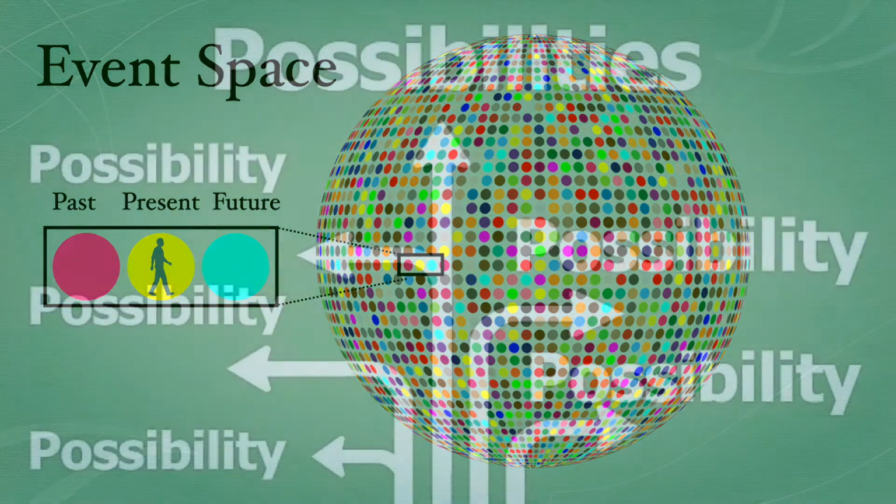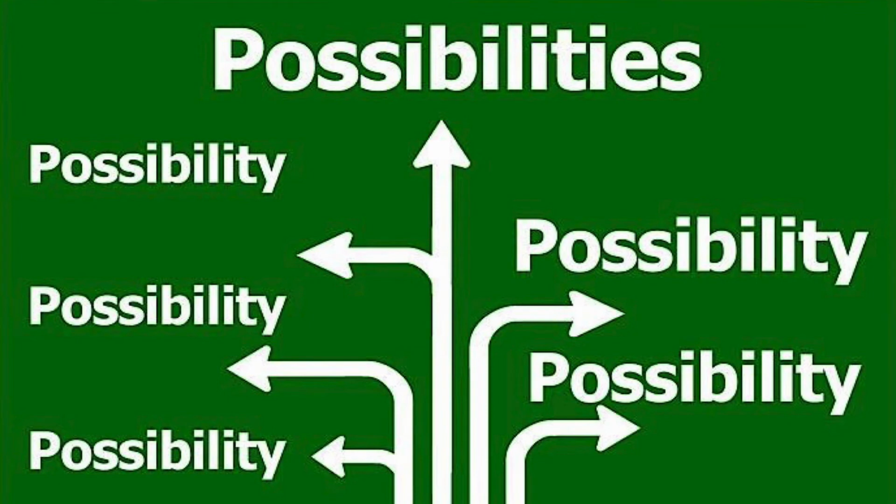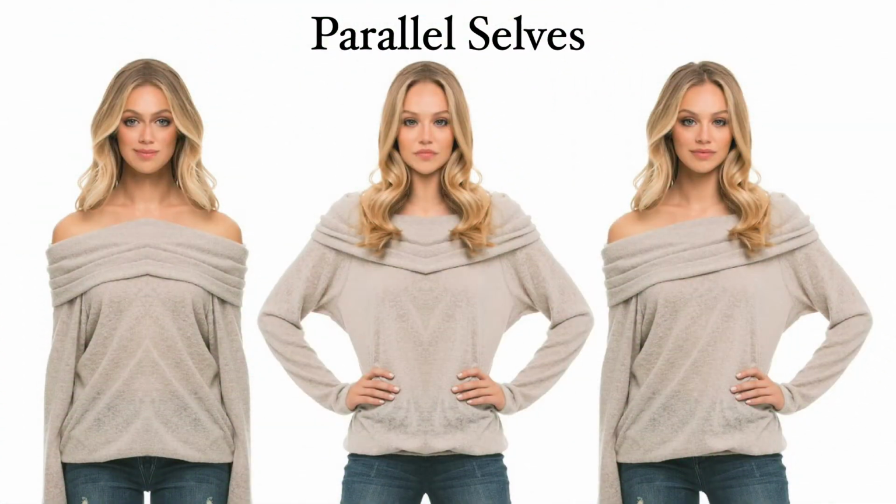How does it work? Event space allows us to experience things in different ways. There are many possibilities to choose from. But here's the kicker. We don't have to choose just one possibility. We can explore more than one possibility at the same time. How? By creating parallel selves to do it. This is a mind-blowing new concept to us, but it's not science fiction, it's science fact.